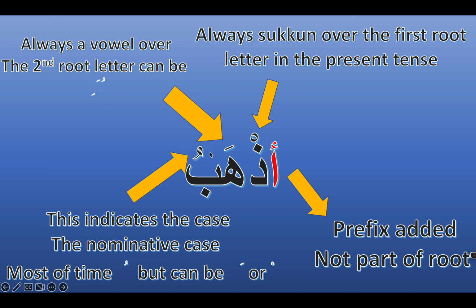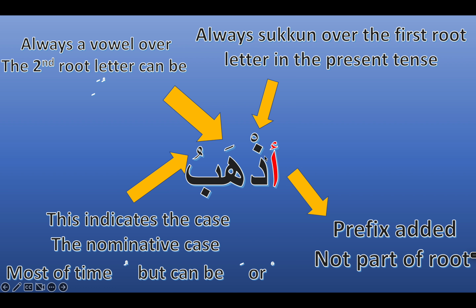So we have the three root letters in black here, and this is I go, by the way, or I am going in the present tense. And this is the prefix that is added for the ana part. It's not part of the root. So we have the hamza, adhabu. So that's the prefix. We have to add a prefix first.